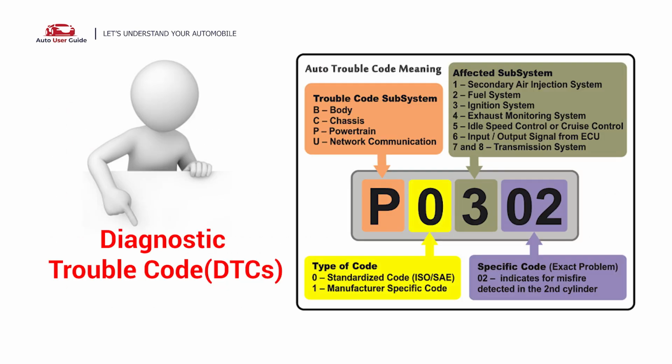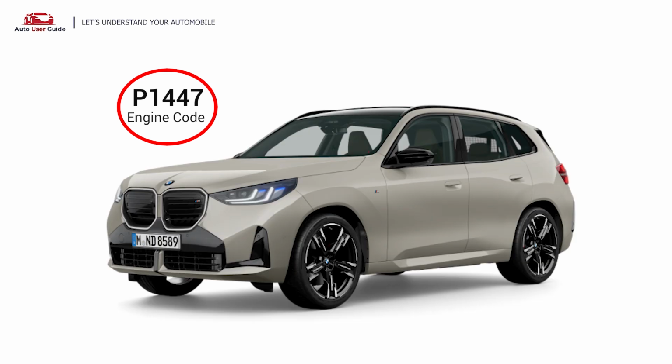Each DTC code corresponds to a specific issue in your vehicle. The P1447 engine code typically appears in a variety of vehicles, but is most commonly in BMW models.